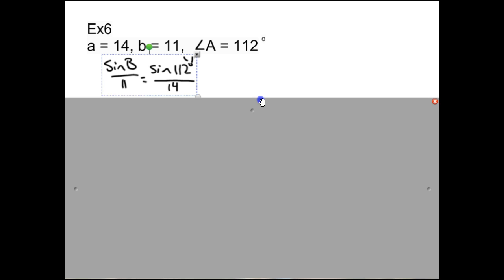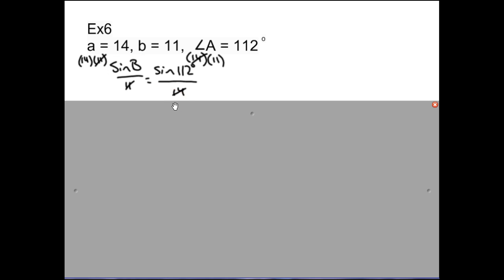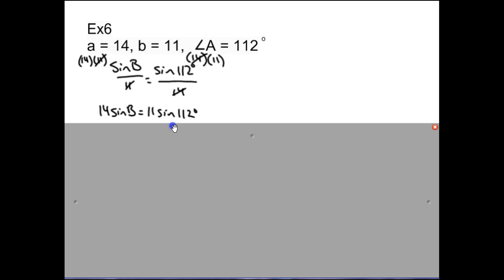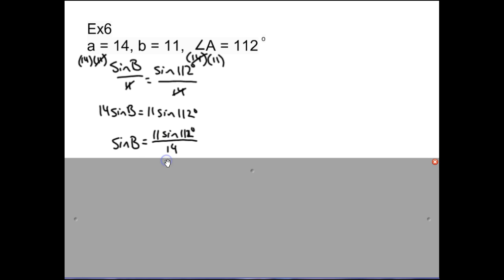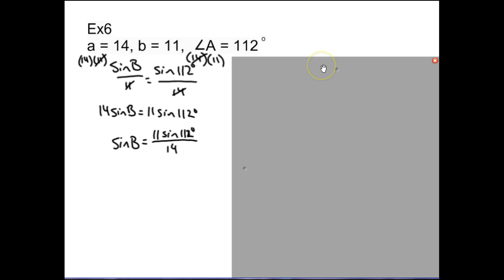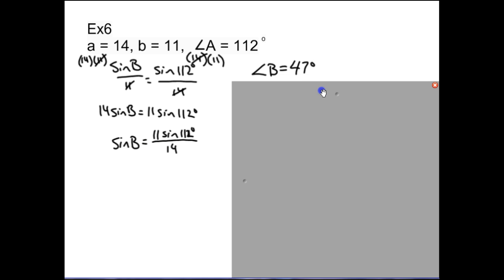Okay. So if you've got your law of sines set up like this, sine B over 11, sine 112 degrees over 14. Multiply both sides by the LCD, divide by 14, and now we're ready to use inverse sine. At this point, use our inverse sine and we get that angle B is 47 degrees.